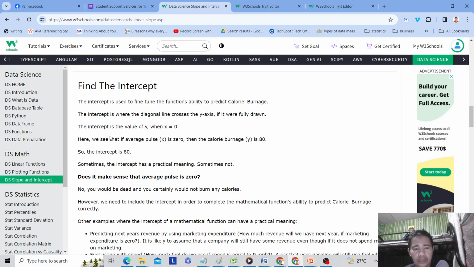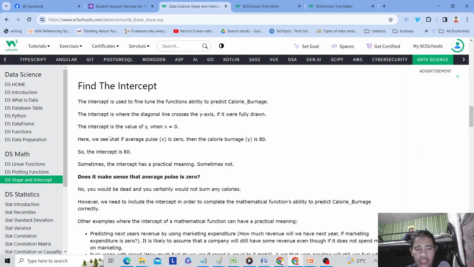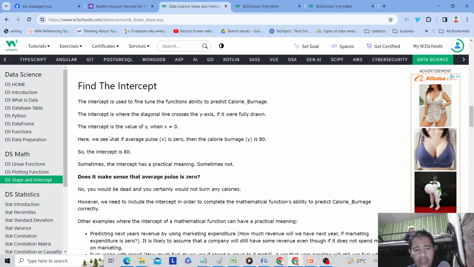So the intercept is where the diagonal line crosses the y-axis if it were fully drawn. The intercept is the value of y when x is 0. Here we see that if average pulse x is 0, then the calorie burnage is 80. So the intercept is 80. Sometimes the intercept has a practical meaning, sometimes not.